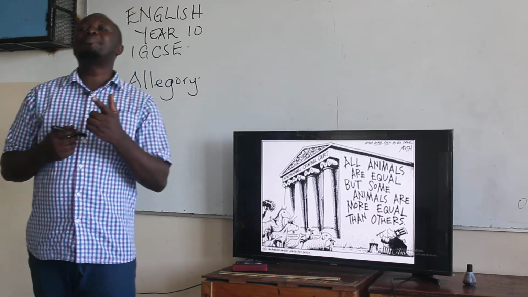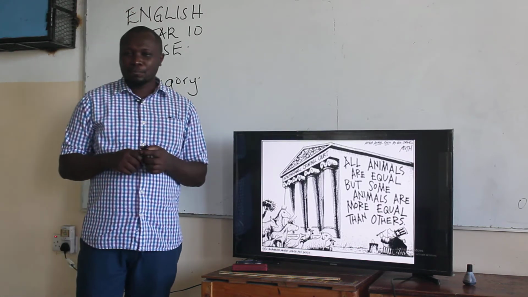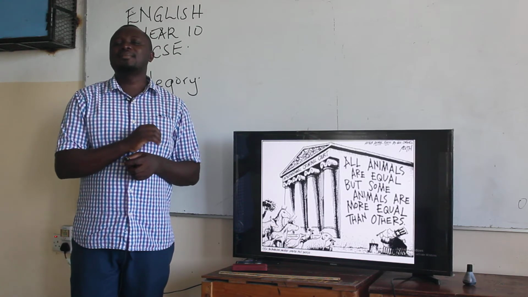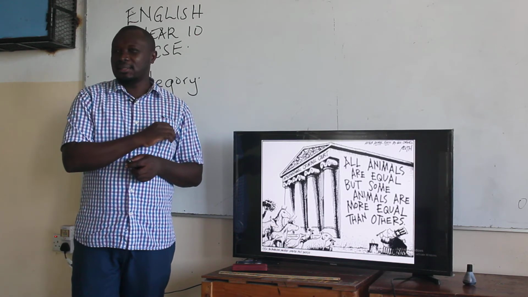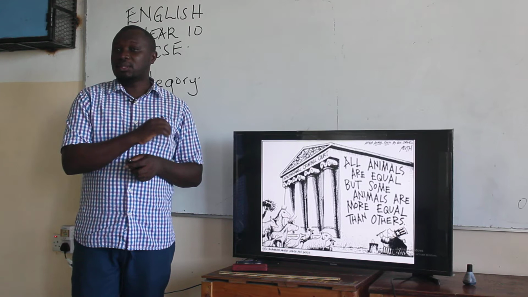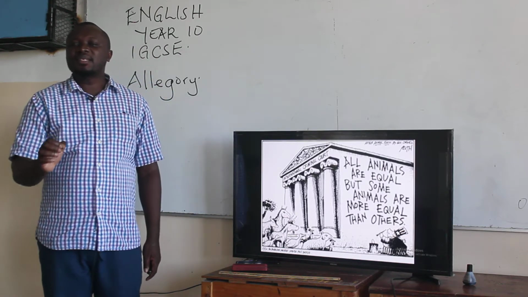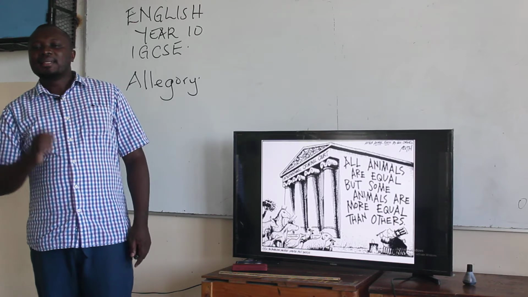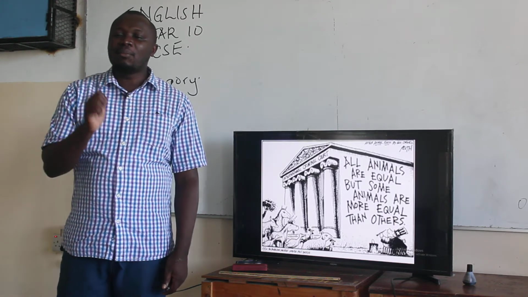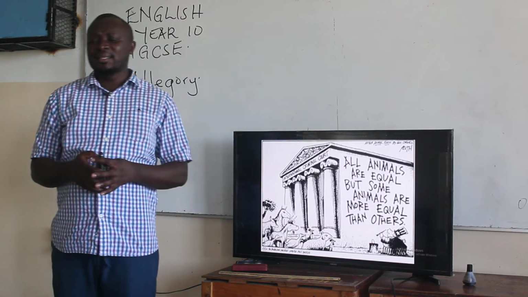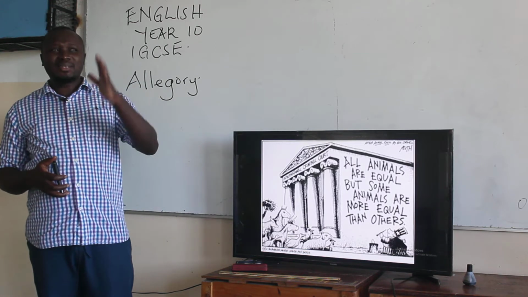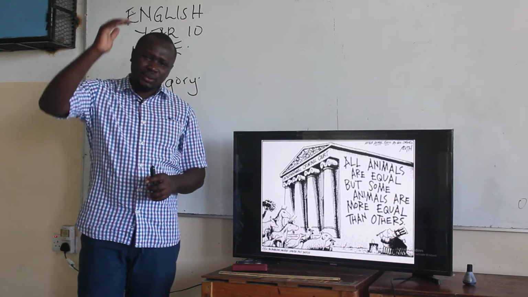We can interpret the picture to reveal a hidden meaning. The justice system in most countries, most middle-class economies, favors some people more than others. That's why you say some animals are more equal than others. The law applies to some people, but it doesn't apply to others.